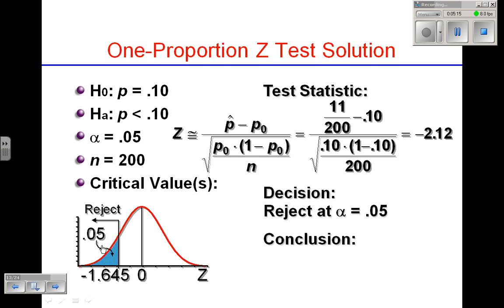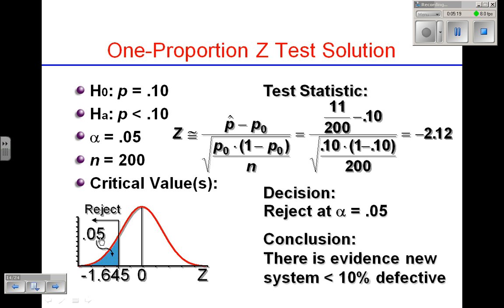So we're going to reject, and our conclusion then would be there is evidence that the new system is less than 10% defective. Right? That was our alternate. Is it less than 10%? We have a probability of less than 5% that 11 out of 200 would occur. That is evidence that it is, in fact, less than 10% defective.